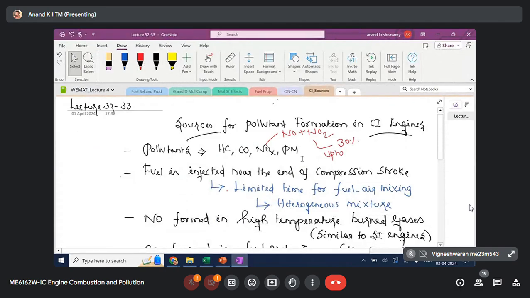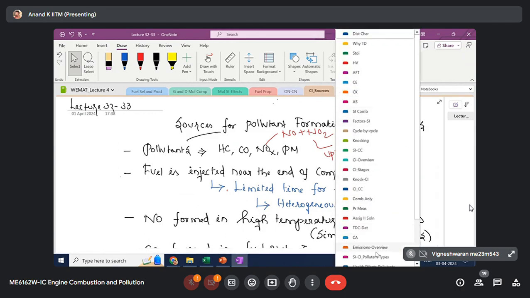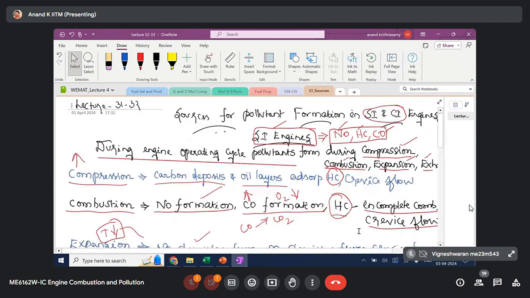So we have earlier discussed the sources for pollutant formation in a spark ignited engine. In a spark ignited engine, we have 3 pollutant species. NO2 concentration is generally less than 3%. Later on, I will discuss why it is low. And then you have HC, unburned hydrocarbon, and CO, carbon monoxide. These three are the pollutant species. So we are tracking the sources for these three species formation in a typical SI engine operating cycle.